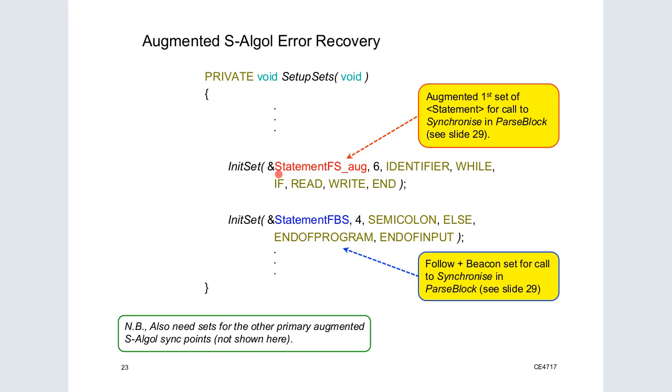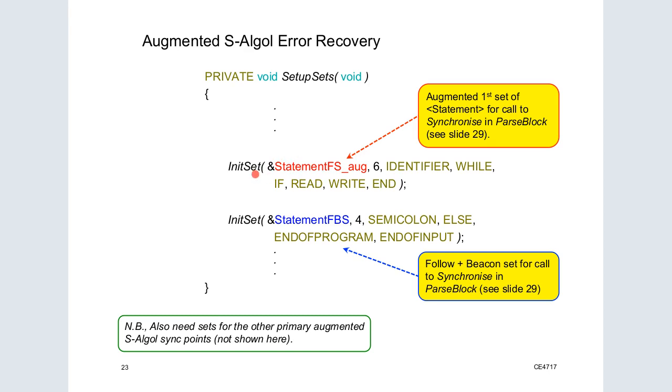This is the setup for the augmented first set of statement, which is the first set of statement plus end. Now, the first set of statement, which you should be able to work out, but you don't even need to because I'm telling you what it is: identifier, while, if, read, and write. And the augmentation is the end keyword. So we have these token codes we want to put in there: identifier, while, if, read, write, and end. There are 6 of them.